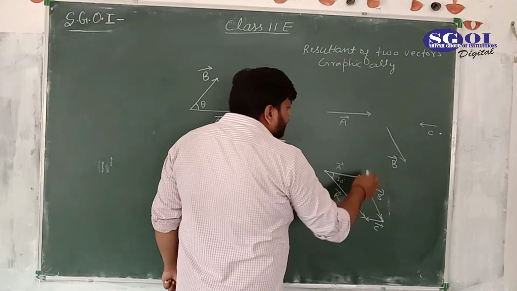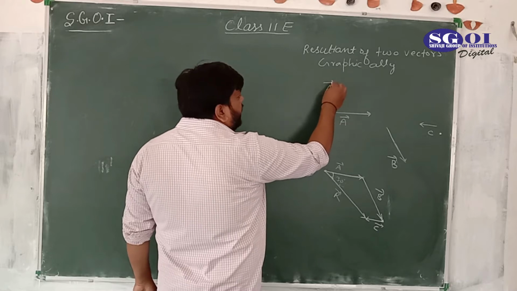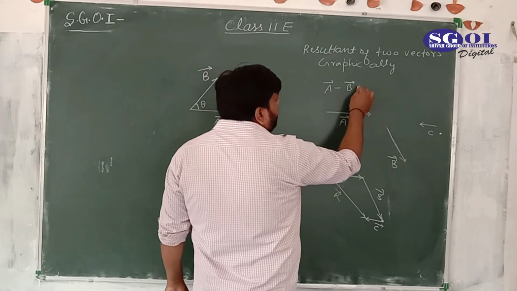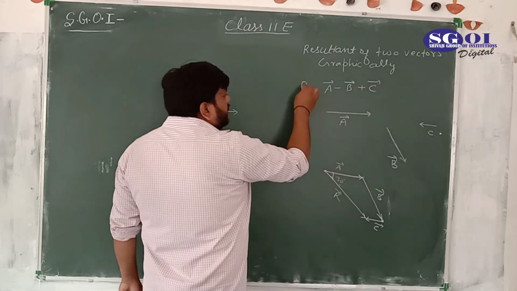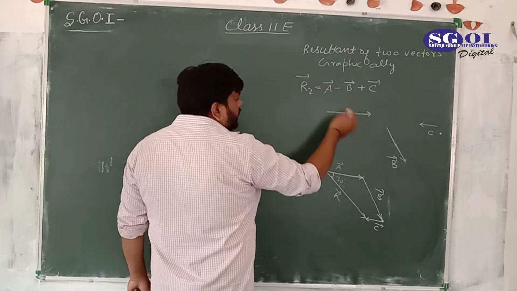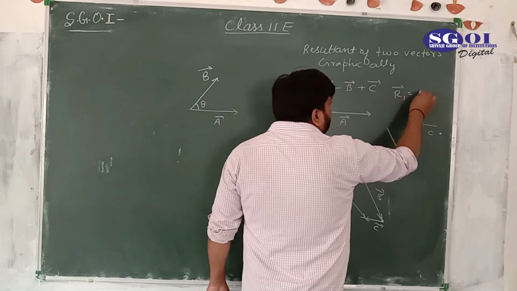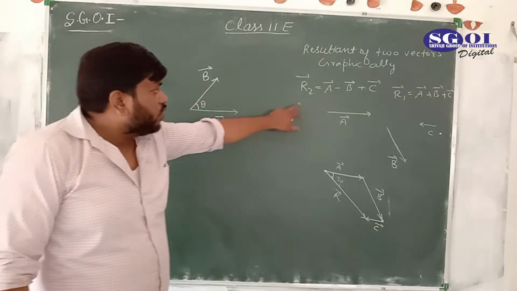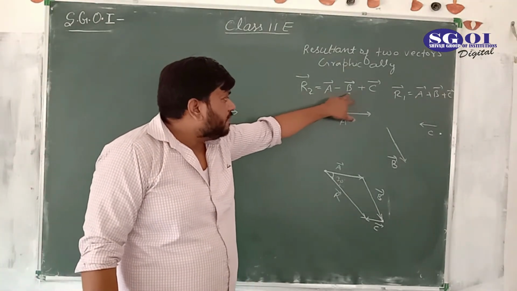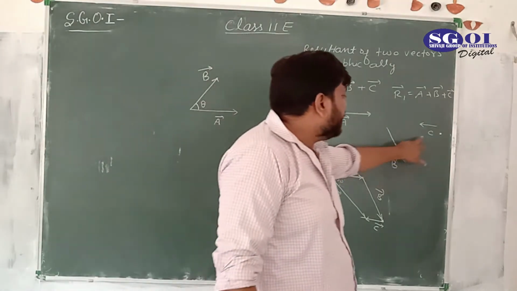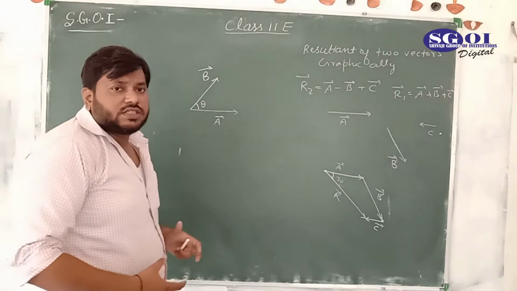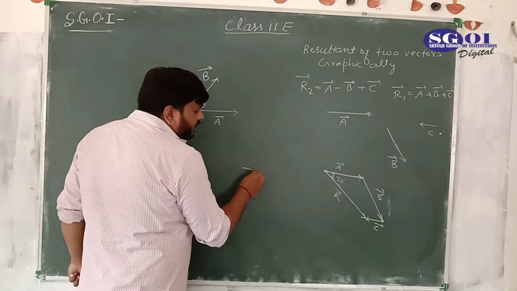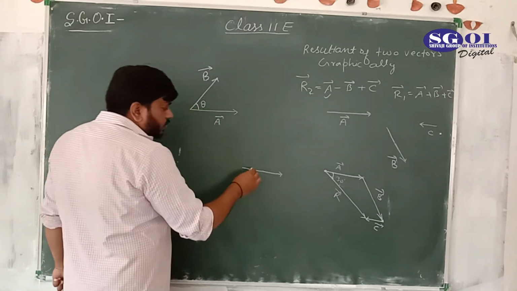In the same way, suppose we want to find vector A minus vector B plus vector C. This one is resultant 1, R1, which was A, B and C. Now we are going to find R2, which is A minus B plus C. This is A, this is B, this is C. Then what would the changes be? Let's see. Suppose we draw the vector A here.